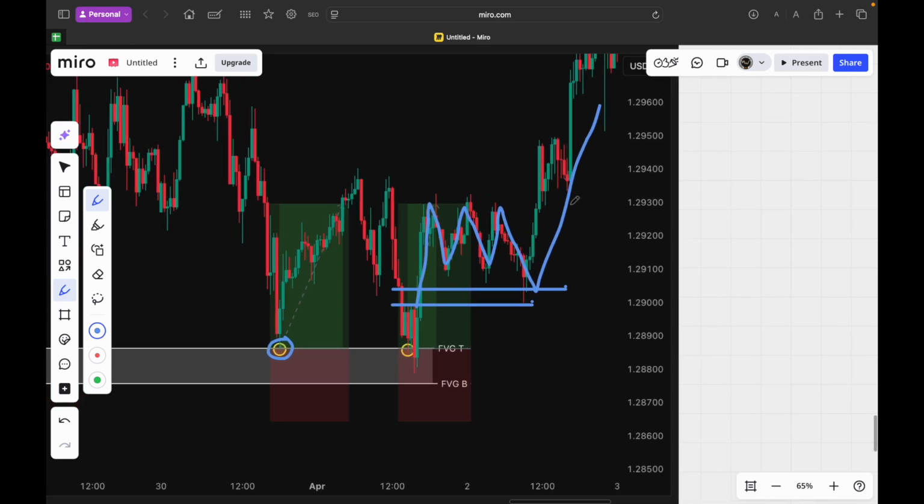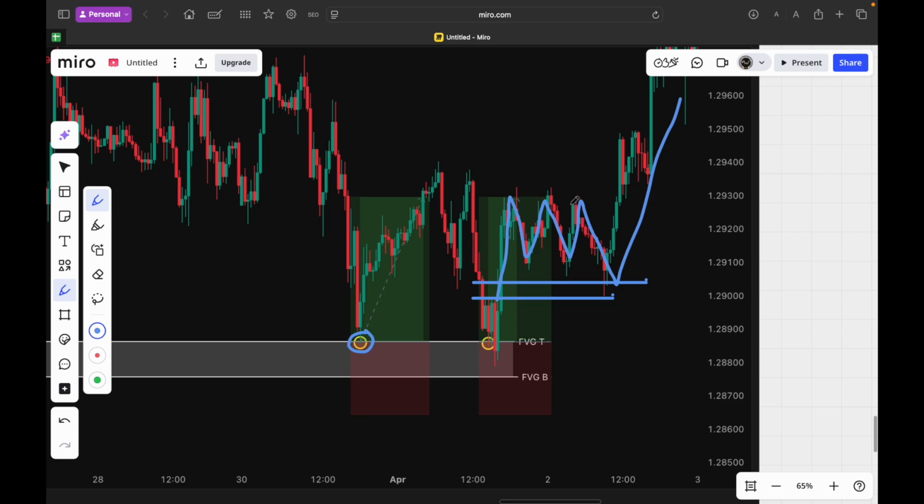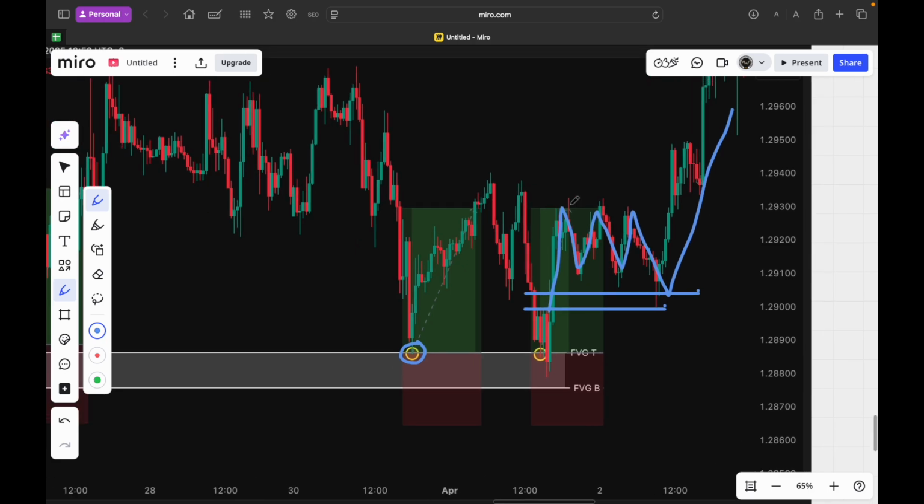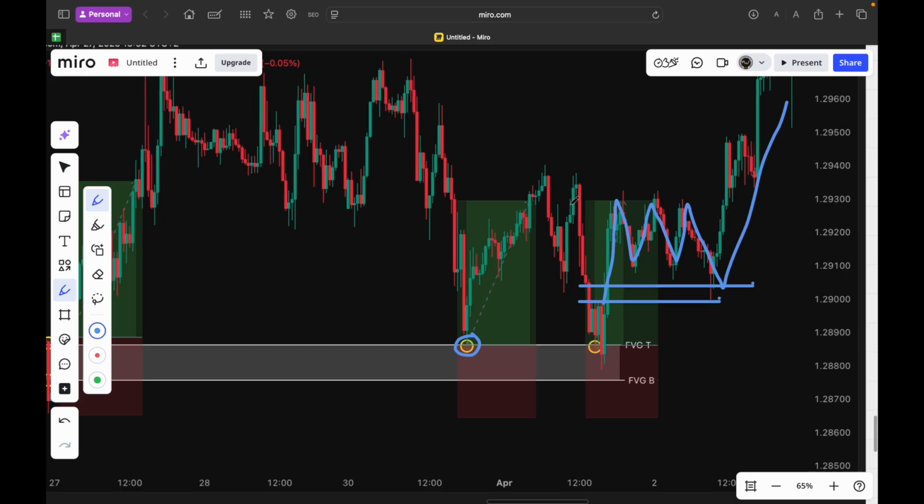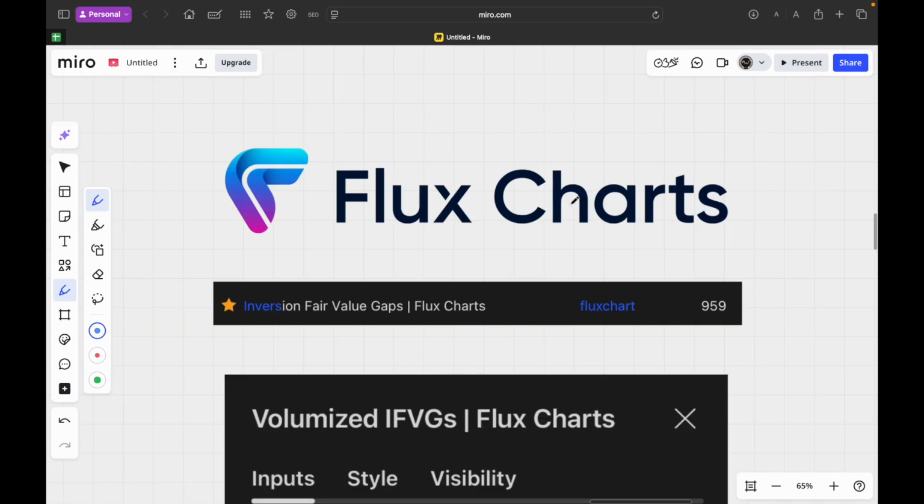So you can use an inverse fair value gap in any entry model that you use, but in this example, I'm just showing you the easy ones that I normally trade myself. Sometimes I know it's hard to identify all of it. That's why this is going to be a free indicator, Fair Value Gaps by Flux Charts.